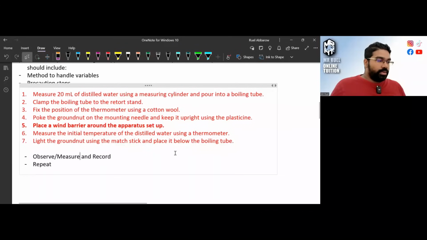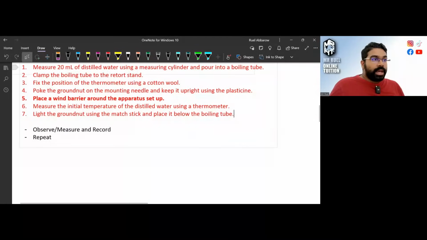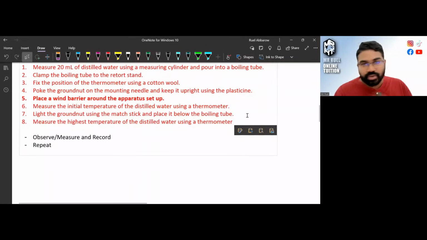All right. So what do you do next? We are going to measure the highest temperature using a thermometer again, of course. Please don't say final temperature. Final temperature is not accurate here. Measure the highest temperature of the distilled water using a thermometer.